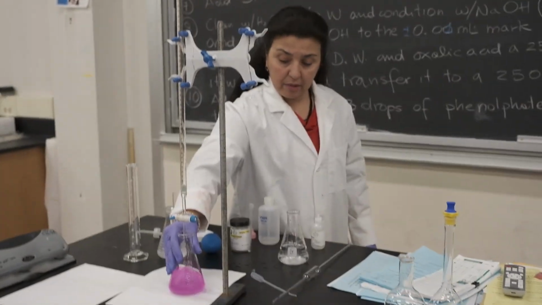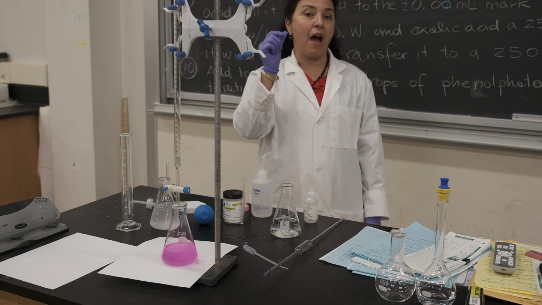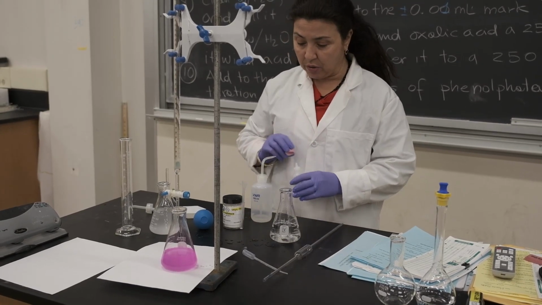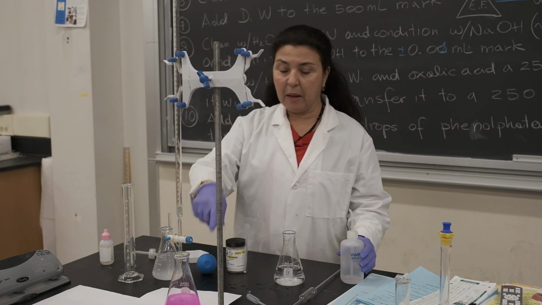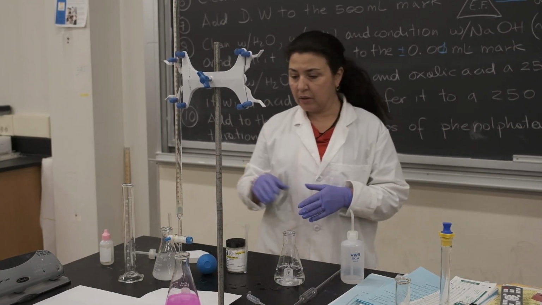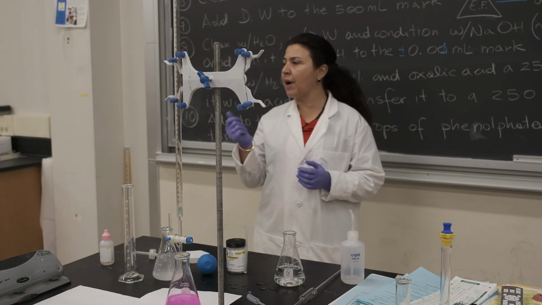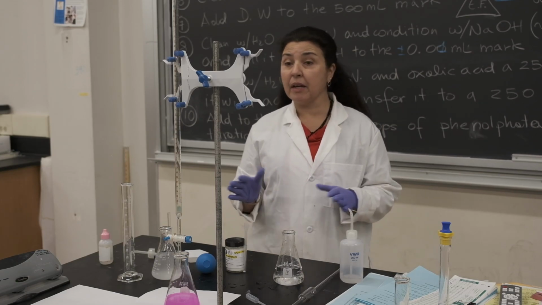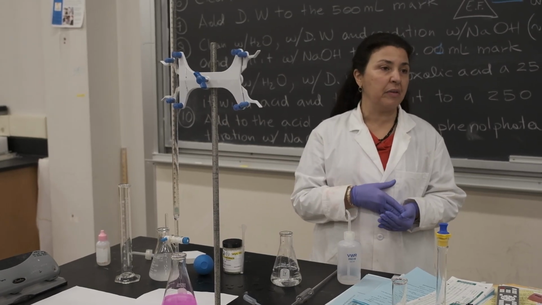But this pink is too strong. It means that we went like one drop or half a drop above the equivalence point for the titration. So what we want to do is make sure that the pink is as faint as possible. The pink color should be like five shades lighter than this. It should be the color of rubbing alcohol, if you've ever seen it. It's a very, very light pink. The lighter the pink, the more accurate your end point, the closer the end point is to the equivalence point, okay?